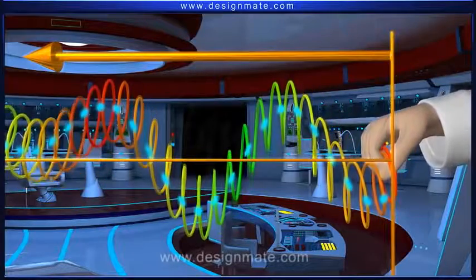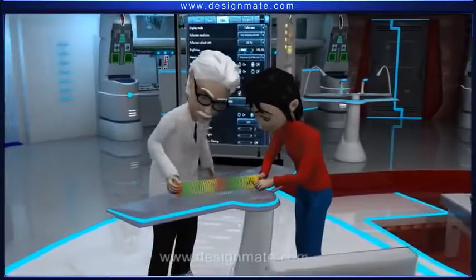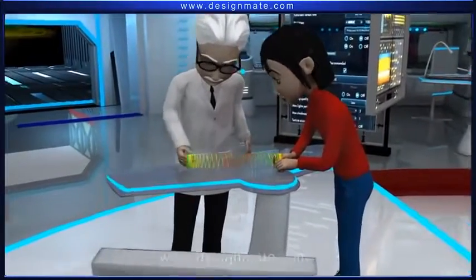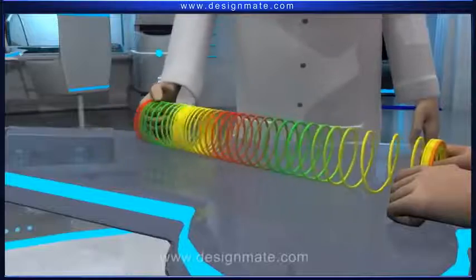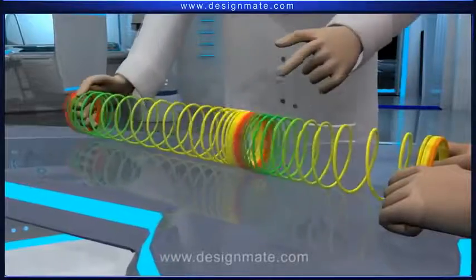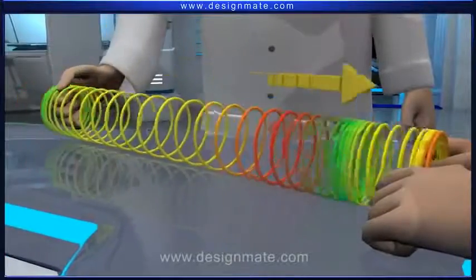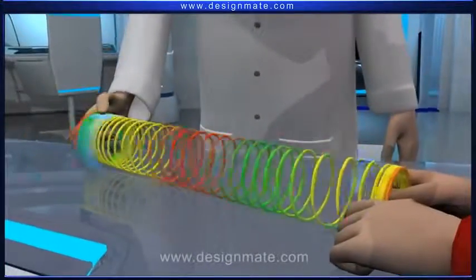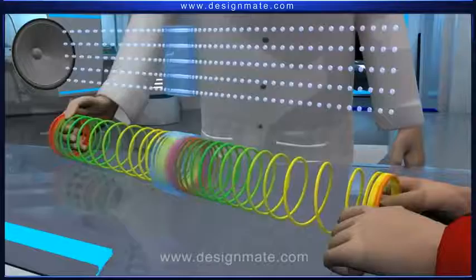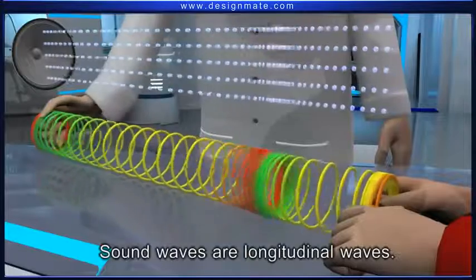Now let's see what a longitudinal wave looks like. Emily is holding one end of the slinky, while Dr. Zook is pulling its other end towards himself and then pushing it towards Emily. Watch closely, and you will notice that some of the coils crowd close together and then slowly move farther apart. This is because the vibrations are parallel to the direction of the wave. If the wave moves from right to left, then the particles also vibrate from right to left. This is a longitudinal wave. Sound waves are longitudinal waves.